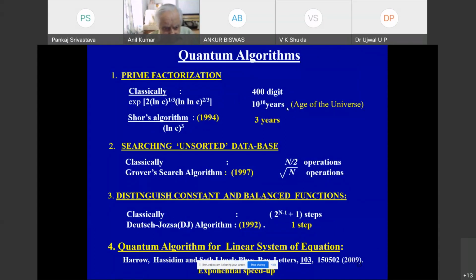But Shor's algorithm and the military secrets are safe because you can't do this. You can't do prime factorization. So Shor's algorithm demonstrated that it is possible to do if you have, for example, this is just plugging numbers, that if you had a quantum computer with the same speed as the classical computer, then Shor's algorithm would factorize a 400-digit number in 3 years.